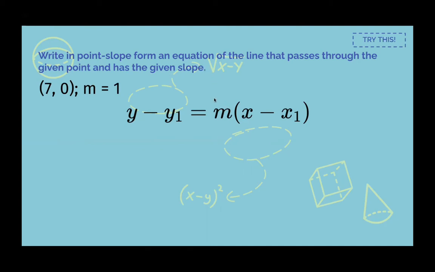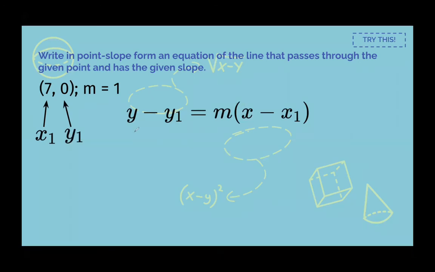Let's go ahead and go over it. So we're going to write in point-slope form an equation of the line that passes through the given point and has the given slope. So we have the ordered pair 7, 0, and a slope of m equals 1. So I'll go ahead and label all my values that I'm given here with what variable they represent. So in the case of the ordered pair, 7 is x1, and then 0 will be y1. And now that you have them all labeled, go ahead and plug them in.